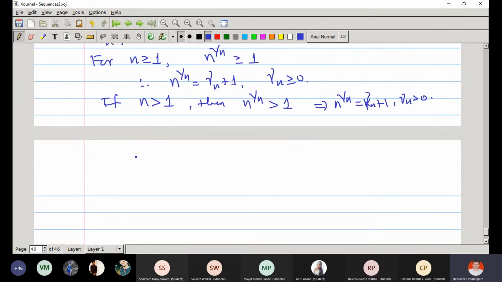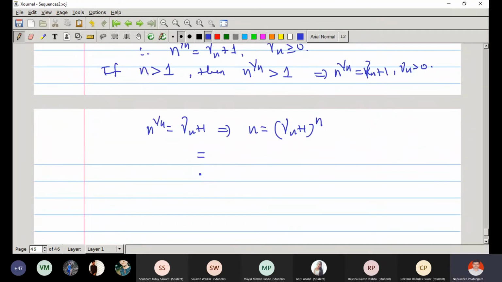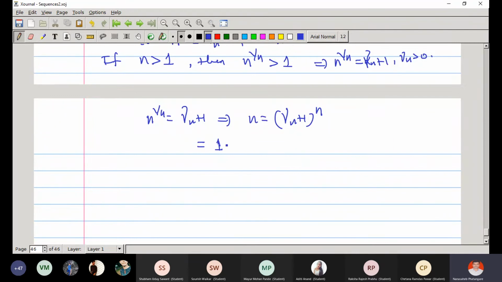Now, n raised to 1 by n is gamma n plus 1, so that n is gamma n plus 1 raised to n. Right. Now let us expand this using the binomial expansion. What is the binomial expansion of gamma n plus 1 to the n? If I am making a mistake, please tell me. 1 plus n into gamma n plus n into n minus 1 upon 2 factorial gamma n square and so on, and the last term is what? Gamma n raised to n. Is it correct? Yes, sir. Right.